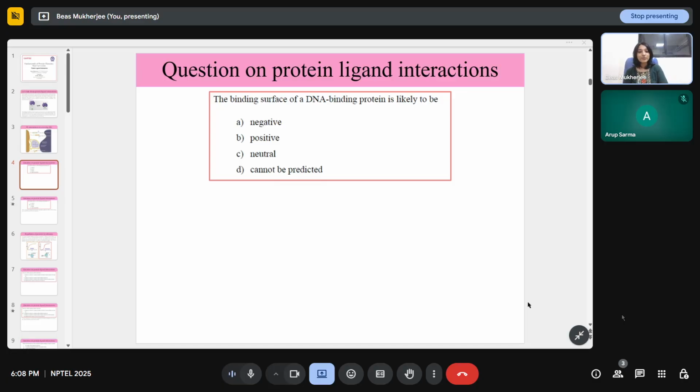So you can answer this question. It's a simple question. The binding surface of a DNA binding protein is likely to be of what charge? Or is it going to be neutral? Is it not predictable? Tell me. Okay, we'll look at the answer.